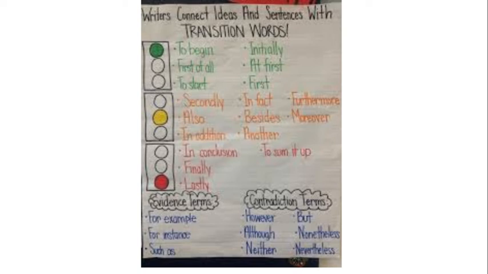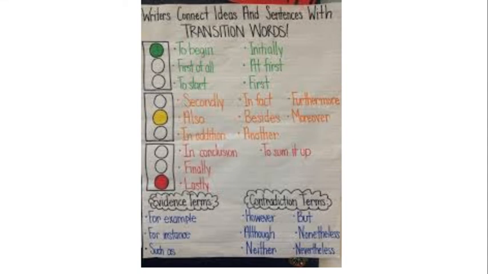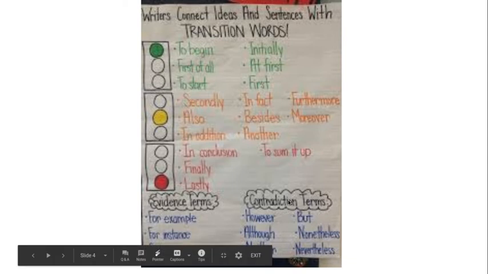I apologize that this is so blurry, but I'm just going to read them to you guys. So the green ones here are for the beginning, the yellow ones are for the middle, and then the red ones are conclusion statements. And then over here on this side, it says evidence terms. That's when you're expanding on your details more because, of course, in fifth grade, you should be able to write at least 8 to 10 sentences for each paragraph. Okay. And then contradiction, that's when you're contradicting something. So those phrases say like, however, although, but, nonetheless, nevertheless. And then evidence terms says, for example, or for instance, such as.